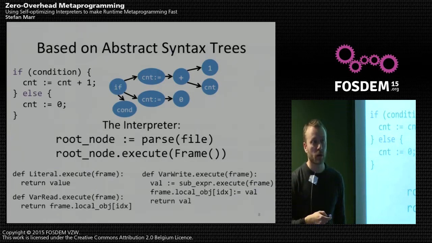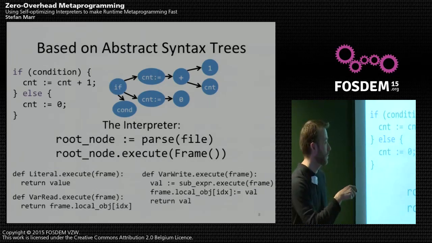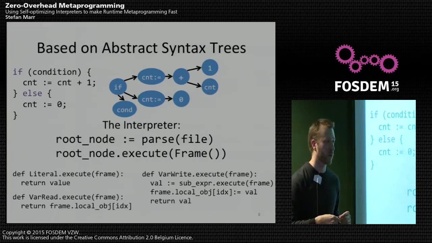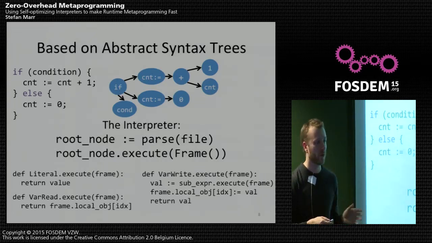If you write a variable, on the other hand, that's very similar, but the difference is that you of course first have a sub-expression to evaluate. So here we have our assignment statement, and first we want of course to get the value. So what we do is go into that child node, execute that node, and get back a value, which we then can store into that frame object at the given index of that variable. Okay. So that's pretty much a generic way of implementing an AST, an abstract syntax tree based interpreter, not very fancy.